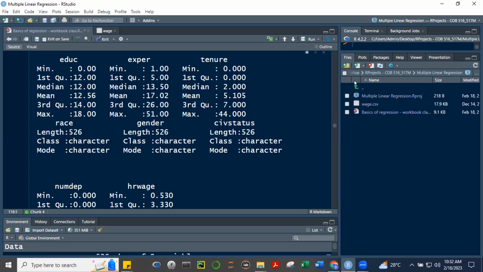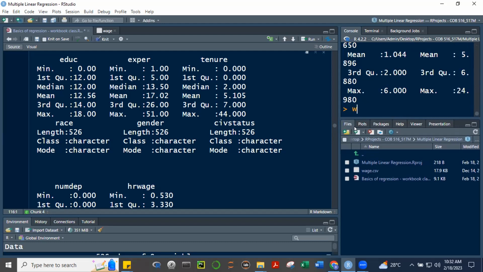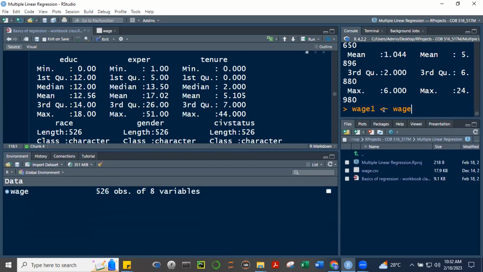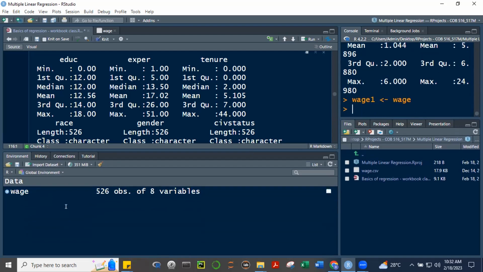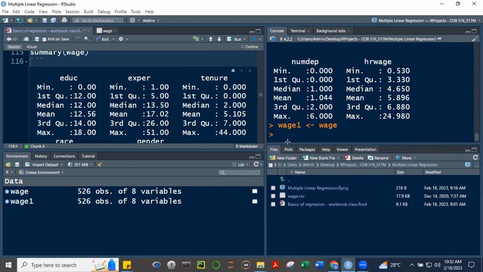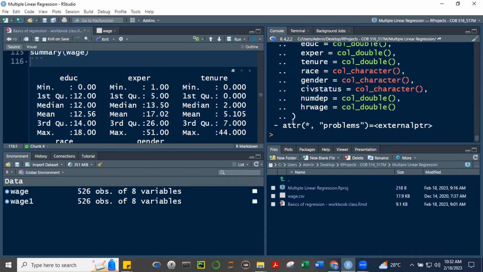So let me illustrate that. Let's see. I'm going to create another object called wage1, and it's equal to wage. So magkikreate ako ng isang object na wage1, okay? Na sa wage din actually siya. So now, you'll see that dalawa na yung ano natin dito. Pareho lang yan, si wage at si wage1. But I purposely did that because I want, for example, to show you the structure ni wage1. I just want to show you something here.